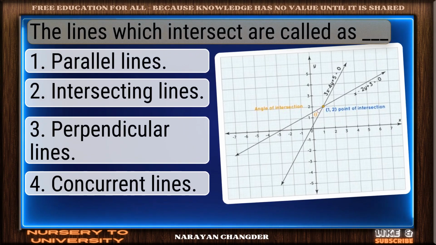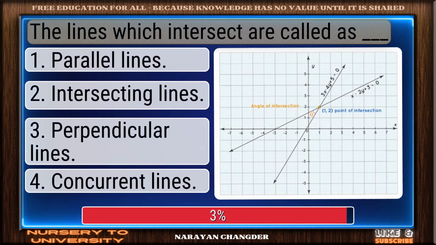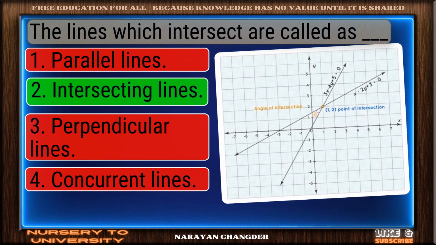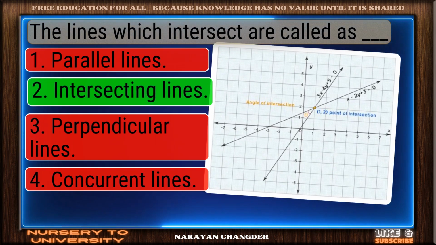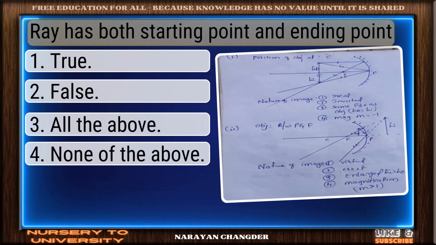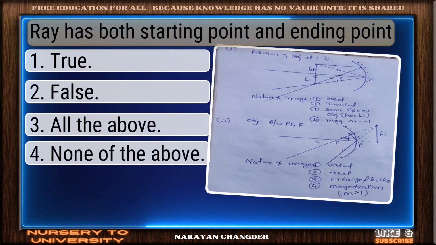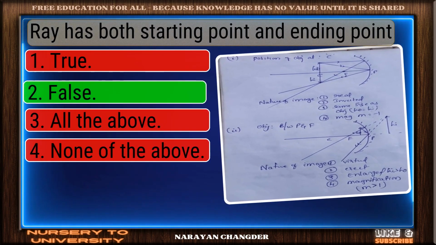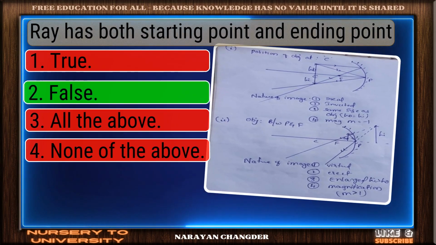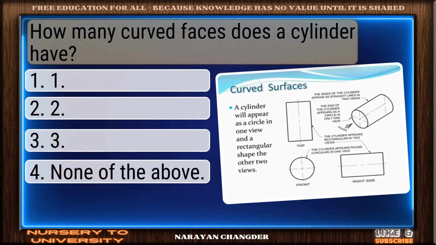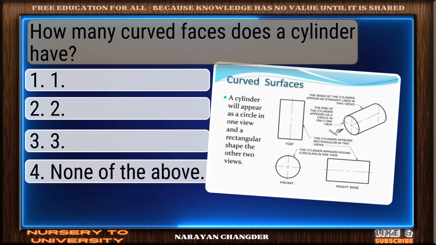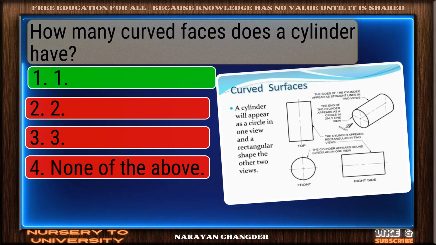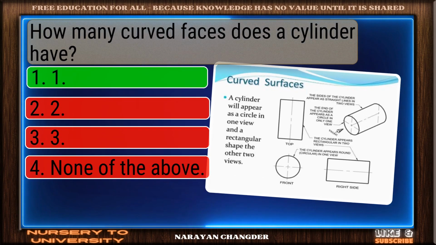The lines which intersect are called dash. Smart pick. Intersecting lines is the correct choice. A ray has both a starting point and an ending point. You chose false, and it is correct. How many curved faces does a cylinder have? Well done. 1 is the right choice.